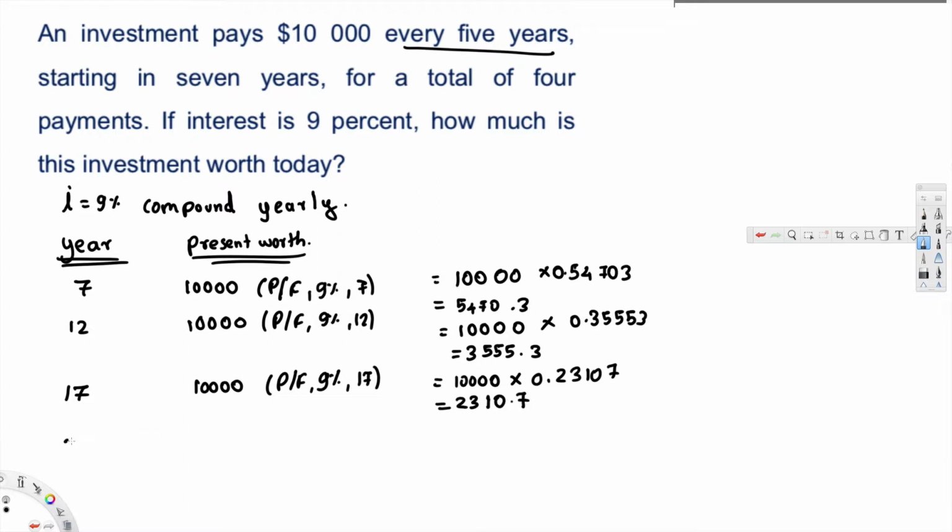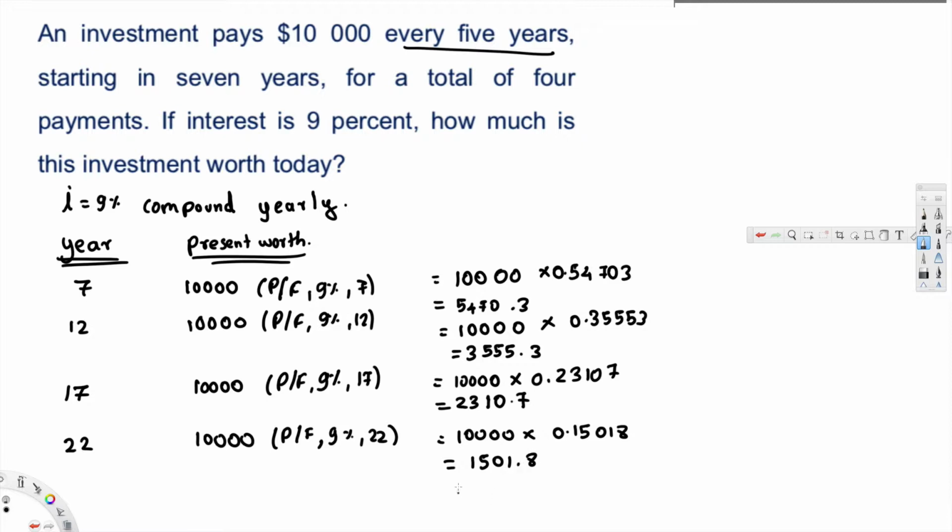17 plus 5 is 22. That is 10,000 times the present factor at 9% for 22 years, and that's equivalent to 10,000 times 0.15018, which is 1,501.8.